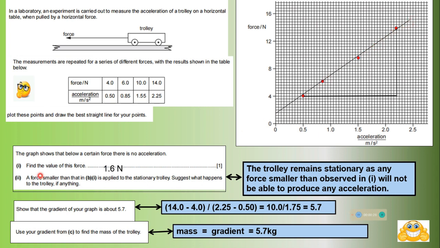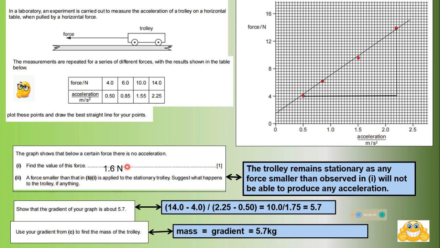The graph shows that below a certain force there is no acceleration. What is the value of this force below which there is no acceleration? So here the value of this force is 1.6 newtons, below which there is no acceleration.